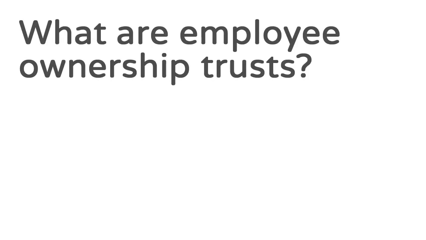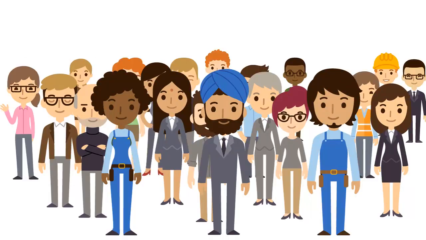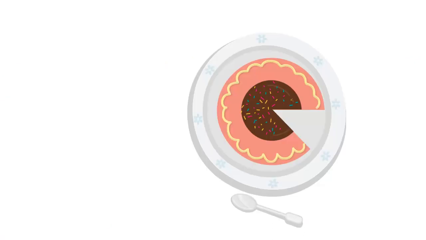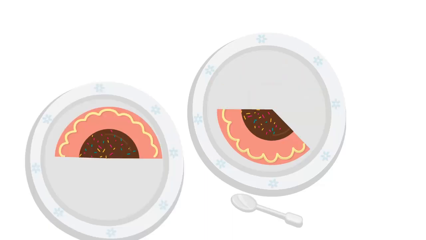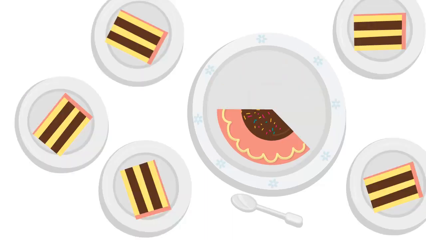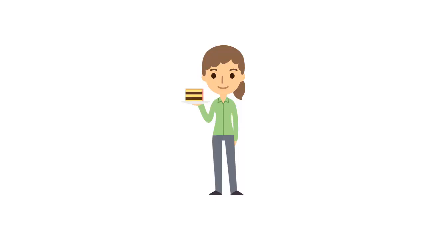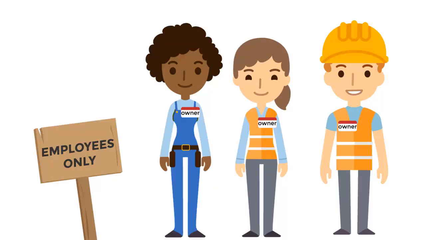Employee Ownership Trusts. What are employee ownership trusts? An employee ownership trust is a relatively simple way for a company to become employee owned. Typically, an employee ownership trust will acquire a majority shareholding, more than 50%, of a company and then hold those shares for the benefit of the employees. This situation is often referred to as becoming employee owned.